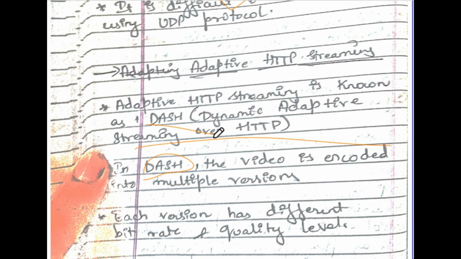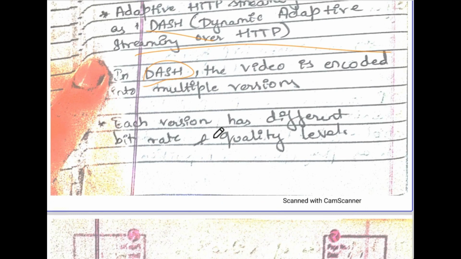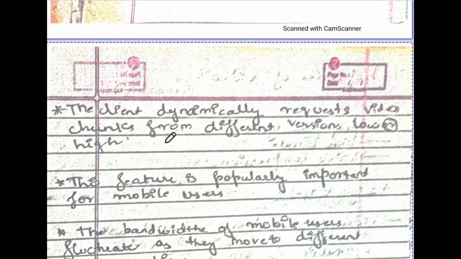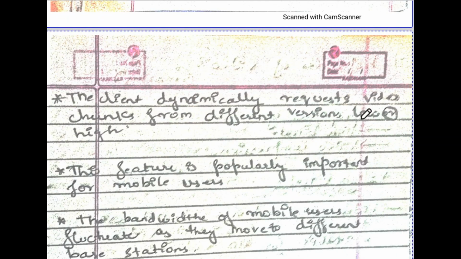Dynamic adaptive streaming over HTTP. Each version has different bitrate and quality. Each version of this DASH has multiple versions, with different rate and quality. The client dynamically requests video chunks from different versions, such as low or high. The client requests video depending on its requirement. He can request low quality video or high quality video.